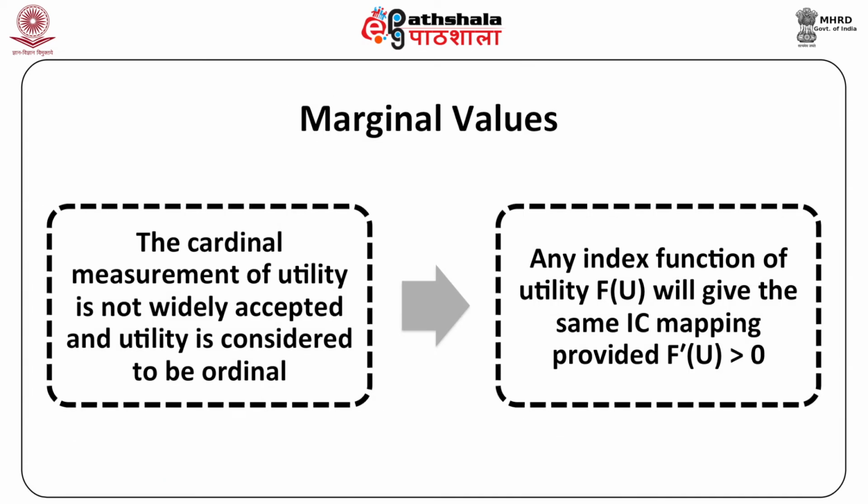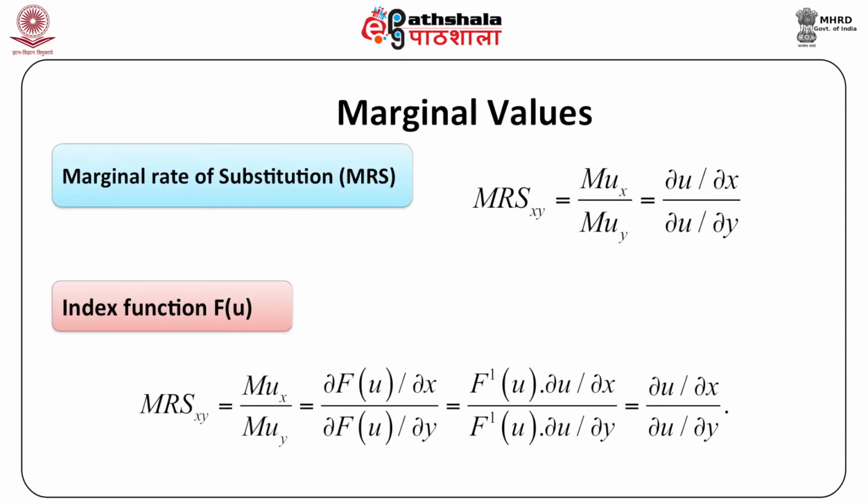The cardinal measurement of utility is not widely accepted, and utility is considered to be ordinal. Then any index function of utility f(u) will give the same IC mapping order, where f'(u) is greater than 0. It is therefore more meaningful to measure the ratio of two marginal utilities, that is the marginal rate of substitution. MRSxy = MUx / MUy = (∂u/∂x) / (∂u/∂y).